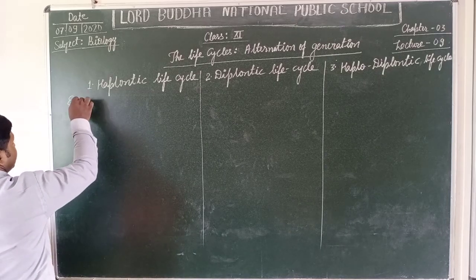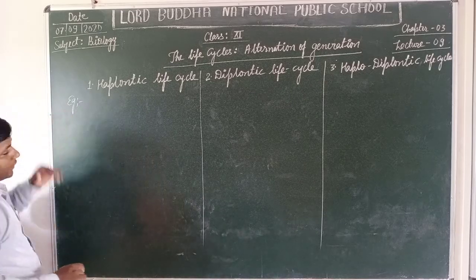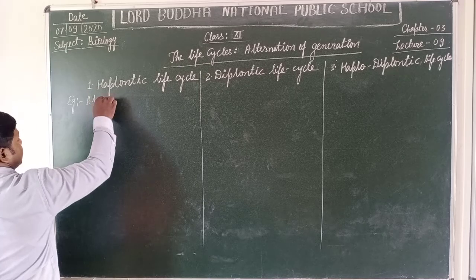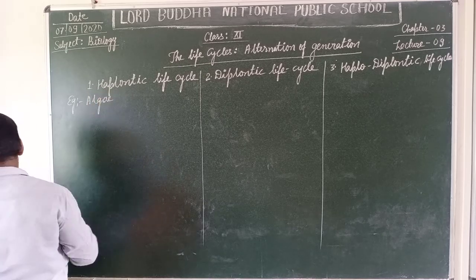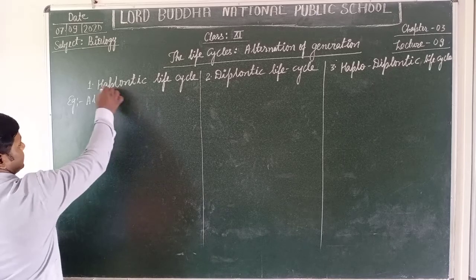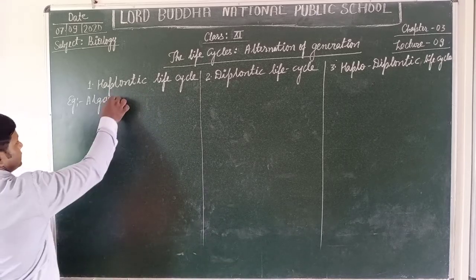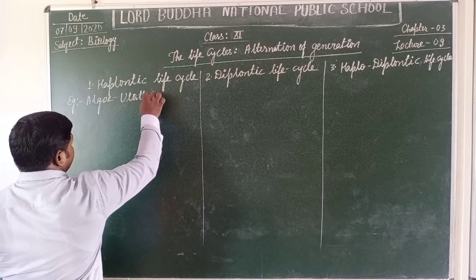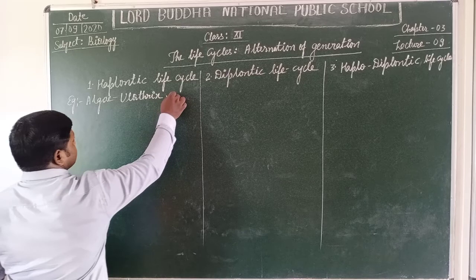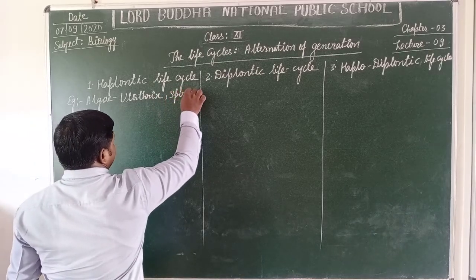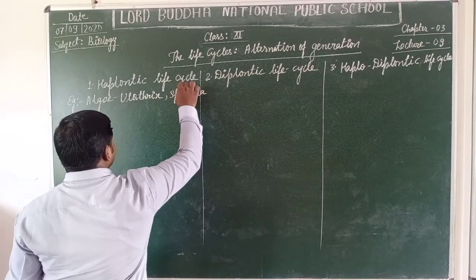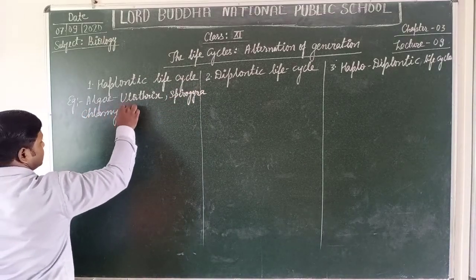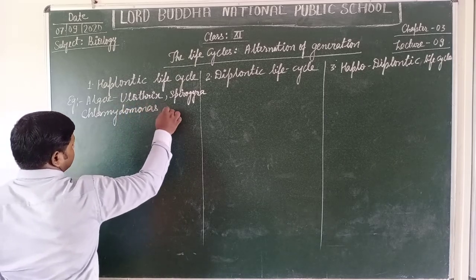The haplontic type of life cycle is found in the lower categories of plants, including algae. Most of the algae represent the haplontic life cycle, like Ulothrix, Spirogyra, Chlamydomonas, etc.